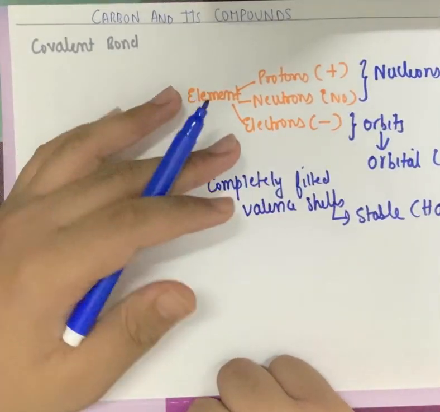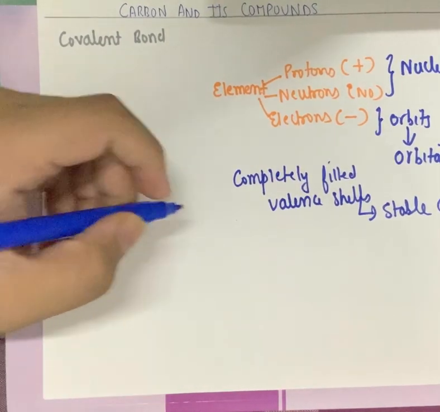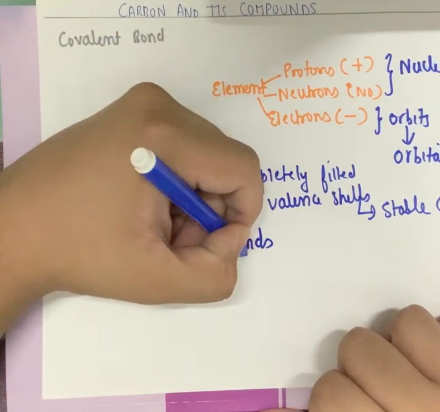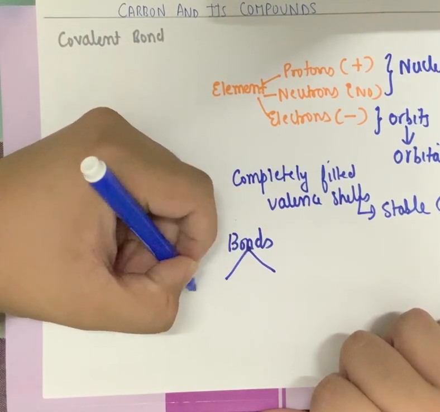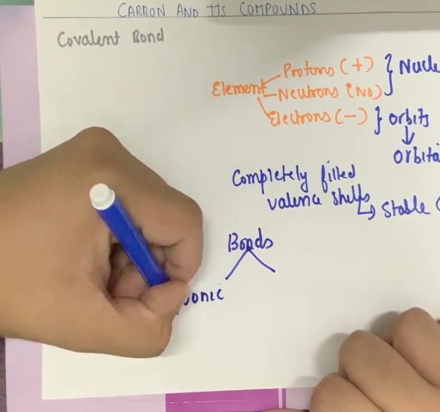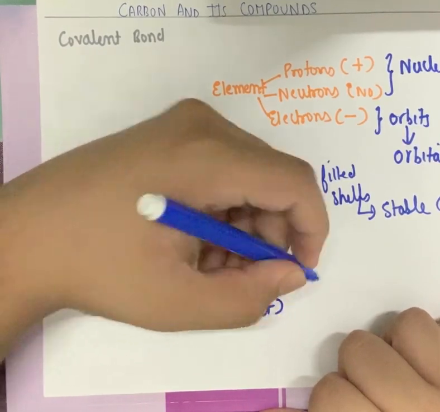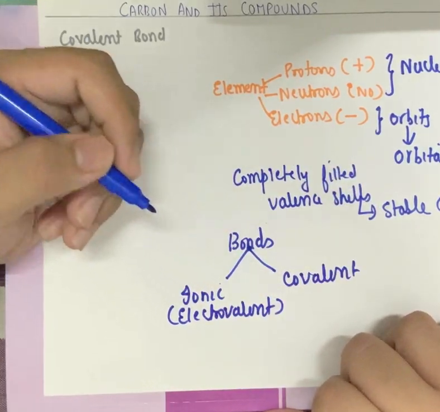Now for the stability to become possible, the electrons of different elements try to form bonds if there is electron deficiency. So they try to form bonds to get this stability, and these bonds at this particular level of class 10 are classified as ionic bond, which is called electrovalent bond, and covalent bond is also formed.